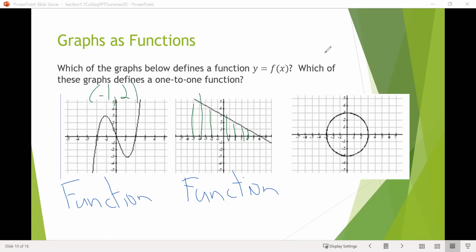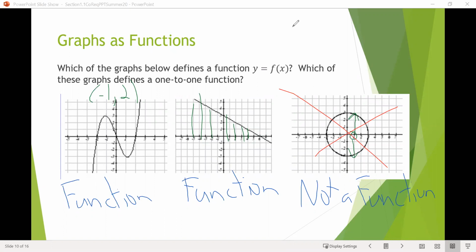All right, the last one then, the circle. For this, if I look at an input value, like say 1 right here, well, I can go up to a value up here, or I can go to 1 down below. So it looks like for that input value, there are more than one output, right? More than one possible output. And we know that that's a no-no with a function, so this one here is not a function. Okay, so that one there is out.